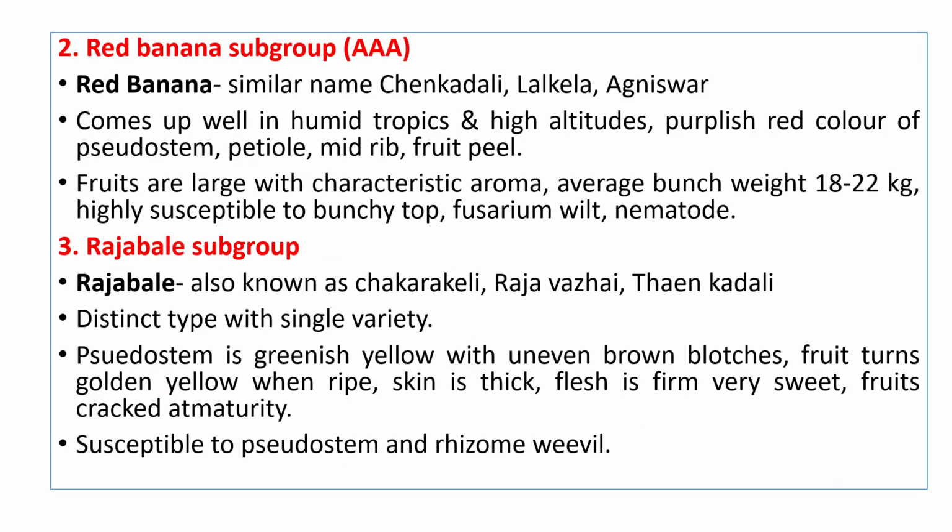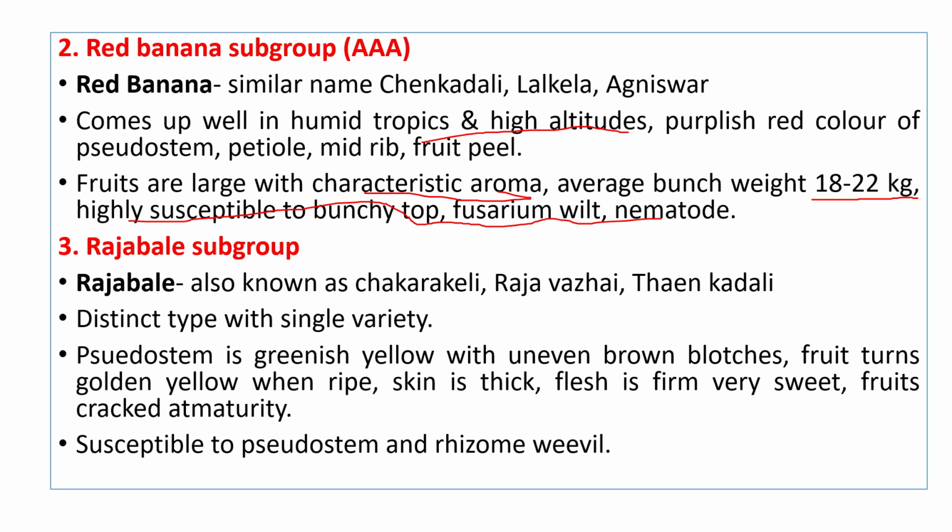Next is red banana subgroup. This has other names like Chandrabale, Lal Kela, and Agneshwar. This comes well in humid tropics and high altitudes. Purplish red color of pseudostem, petiole, midrib, and fruit peel. Fruits are larger with characteristic aroma. Bunch weight is 18 to 22 kilogram. And highly susceptible to bunchy top, fusarium wilt, and nematode.